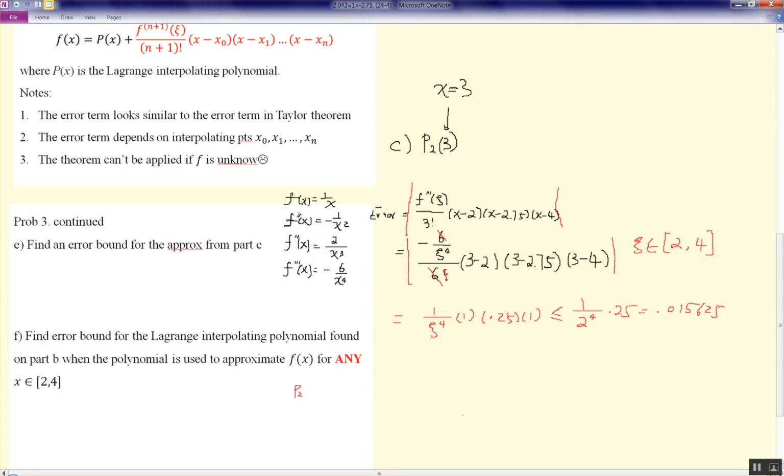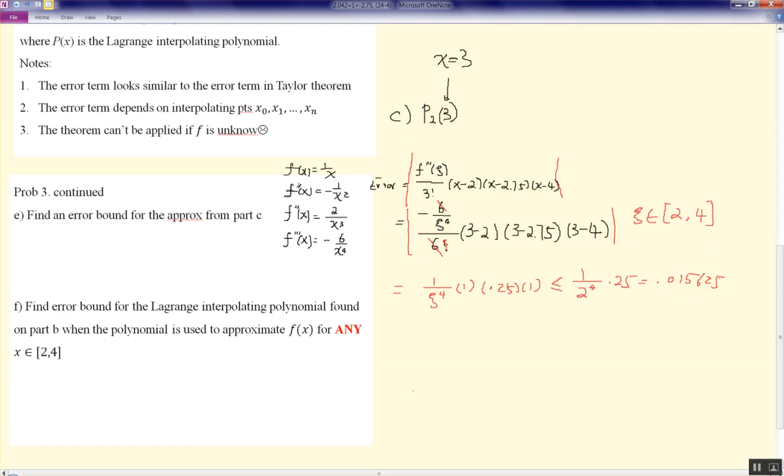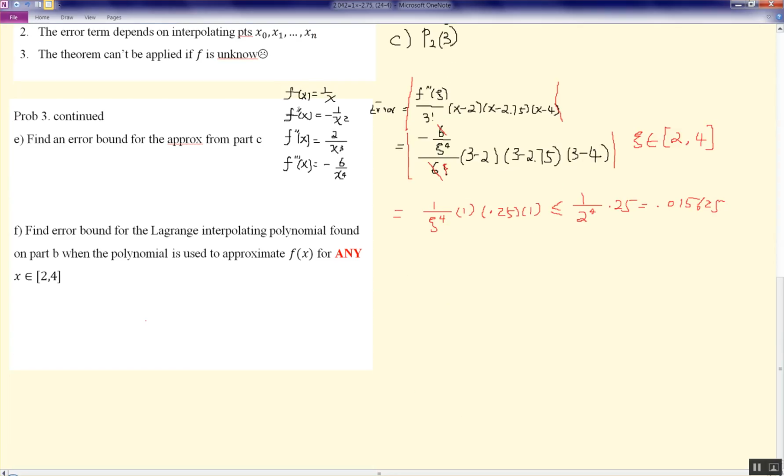So in this case, again, we need to use the error formula, but x is not known, x is unknown. So our error will be the third derivative of f at xi, which is the same. So negative 6 over xi to the power 4, divided by 6, which is 3 factorial. Here, this x is not 3 anymore, it's just x. And x can be any value from 2 to 4. So x minus 2, x minus 2.75, and x minus 4.